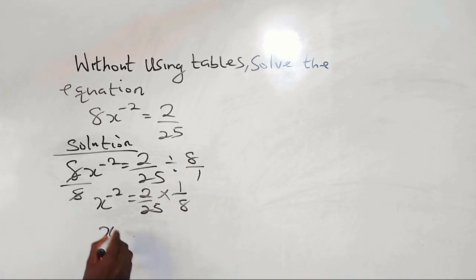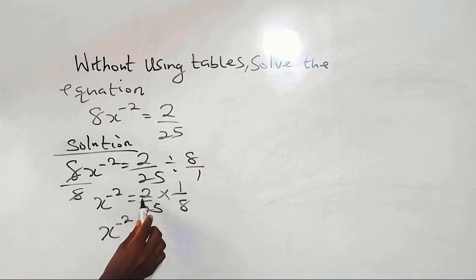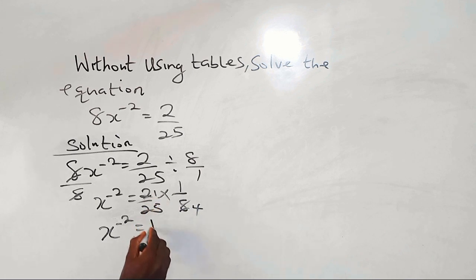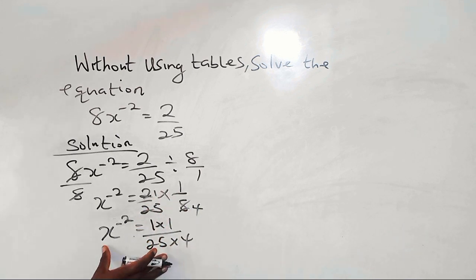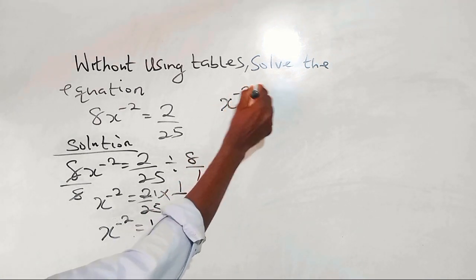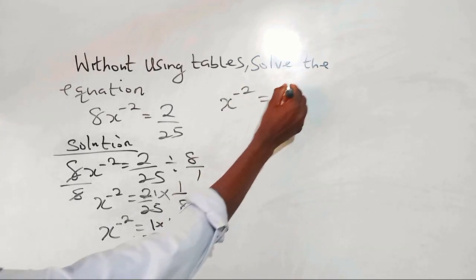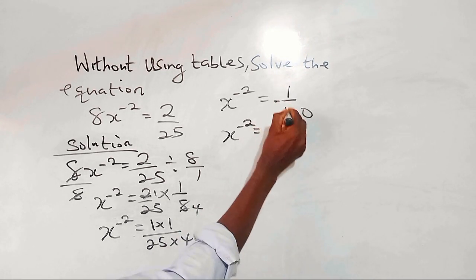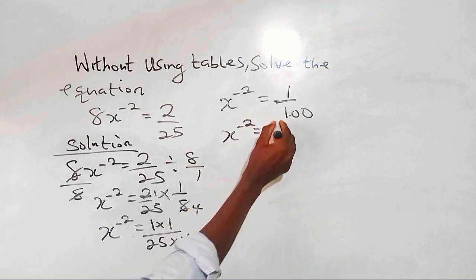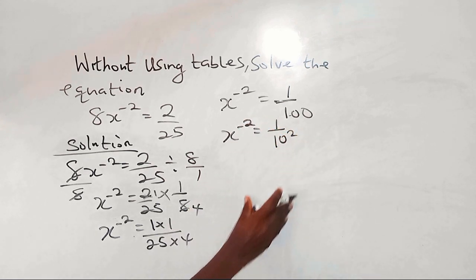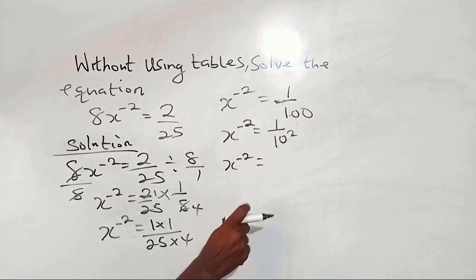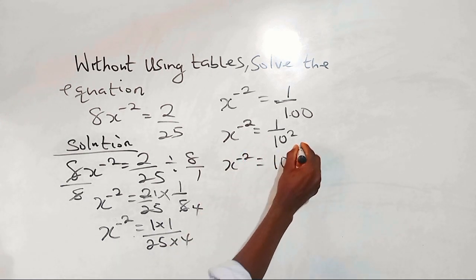Okay, so here I have x to the power minus 2 equals, so the common factor I have here is 2. 2 here is 1, 2 here is 4. So I have 1 times 1 as the numerator, and here I have 25 times 4. So from here I have x to the power minus 2 equals 1 times 1 is 1, 25 times 4 is 100. So here I can write this as 1 over 10 raised to power 2. 10 raised to power 2 is 100. So here I have x to the power minus 2 equals, I can write this as 10 raised to power minus 2.